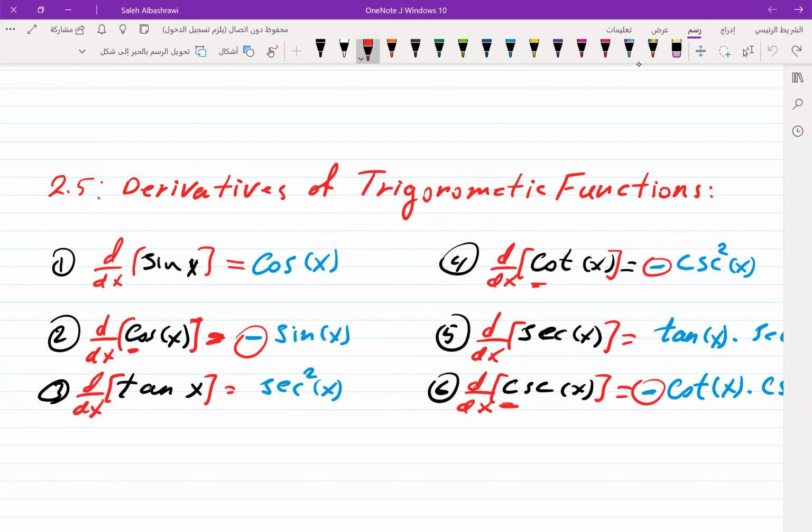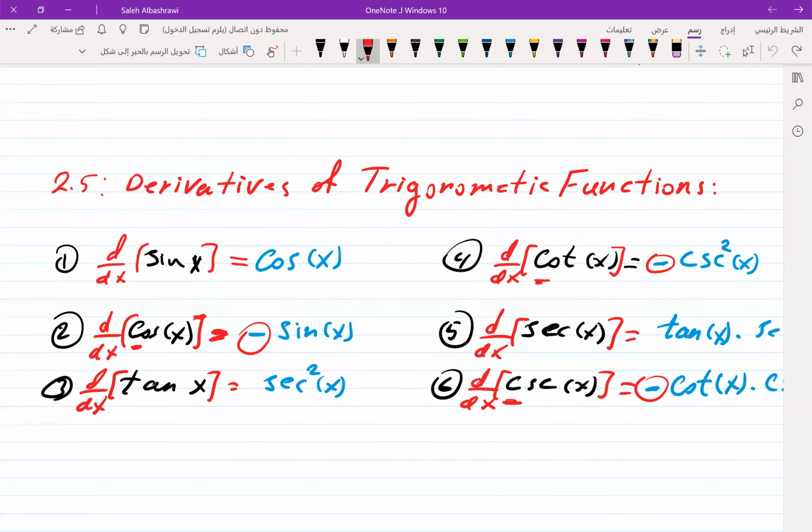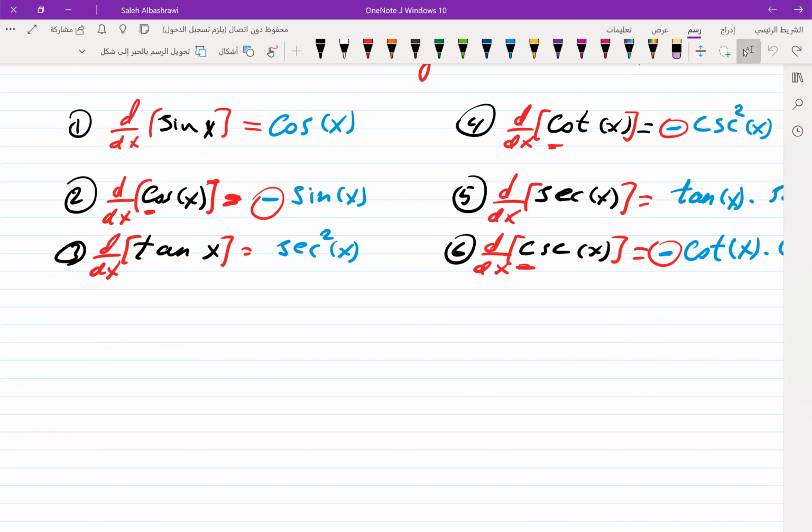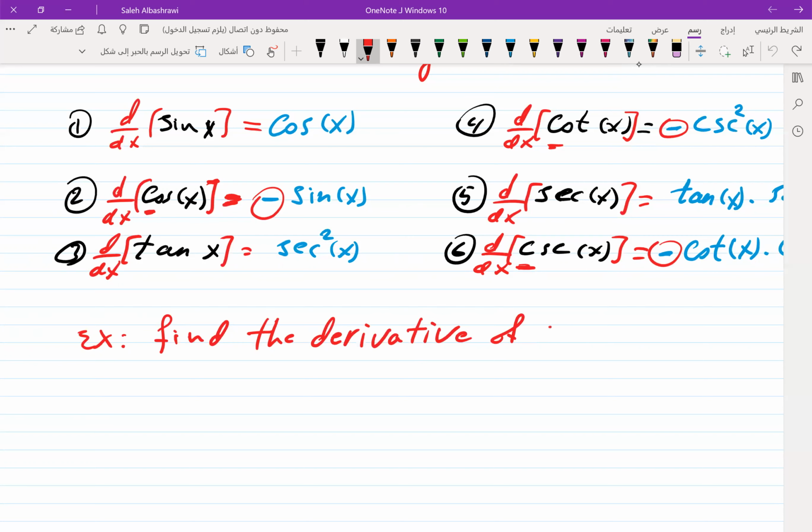Now we can solve some examples containing different types of techniques, maybe quotient, maybe product, maybe power. Let's see that now. Example: let's find the derivative of the following.